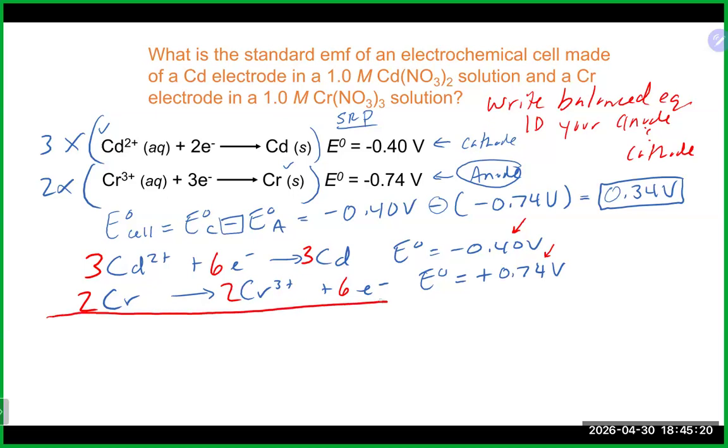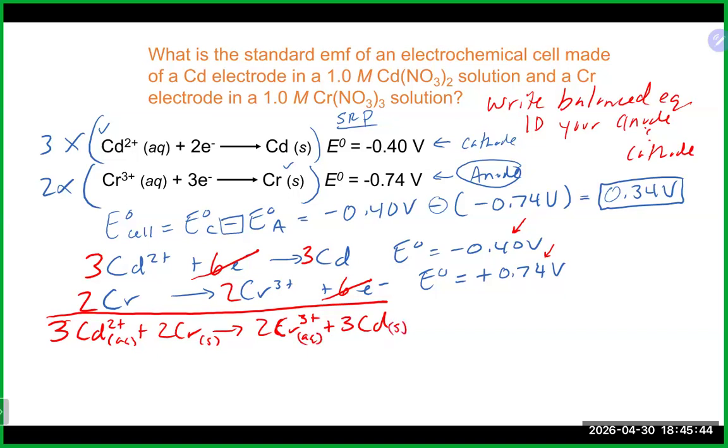Now, if I add this together, my electrons are going to properly cancel out, and I will end up with 3 cadmiums plus 2 chromiums go to 2 chromiums plus 3 cadmiums in this case, aqueous and solid. By the way, that should be perfectly balanced. There's 3 cadmiums on each side, 2 chromiums on opposite sides. Overall charge on the left is +6. Overall charge on the right is also +6.